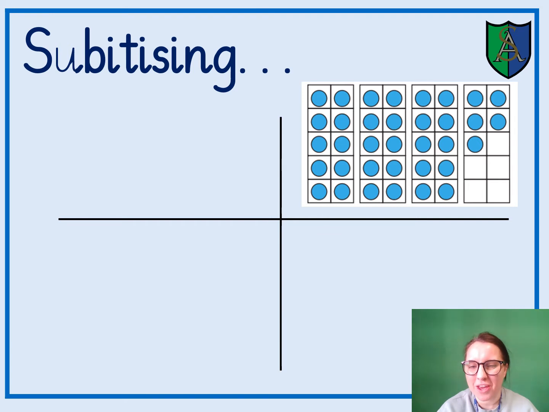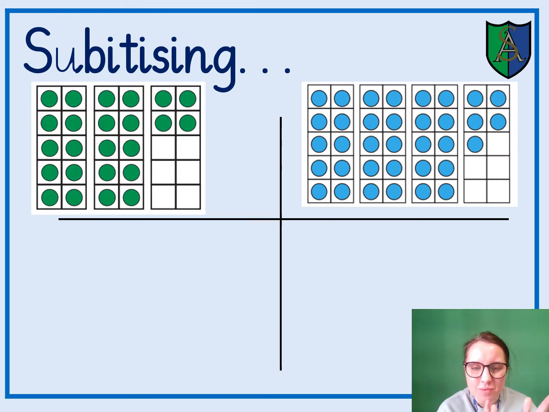Okay, let's review. Now, the first one was this green one, and we can see that 2 of our tens frames are full, so that's 20, and then we've got 1 with 4 in them, so we know that that is 24. Let's look at the next one now, the blue one that's on the screen at the moment.